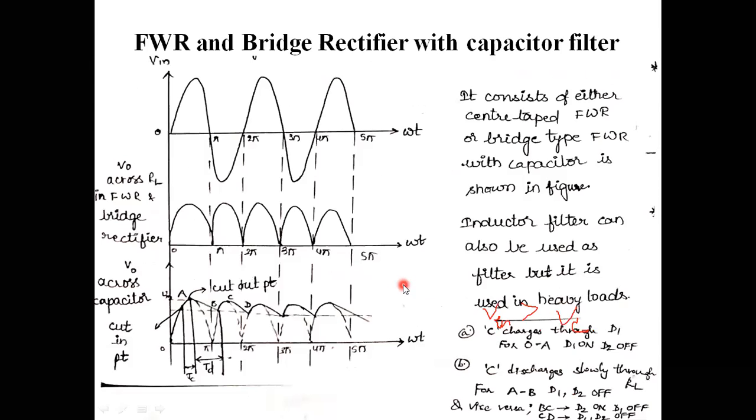Here the basic thing is Vn is greater than Vc, or Vn is less than Vc. If Vn is greater than Vc, charging of the capacitor will take place. If Vn is less than Vc, discharging of the capacitor will take place. In charging of the capacitor, the diode is in forward bias condition. In discharging of the capacitor, the diode is in reverse bias condition. These are the two main points you should remember.